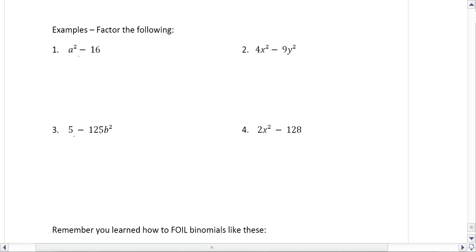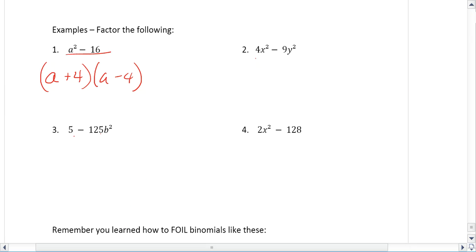And then you may look for a GCF and it doesn't have one. So I hope you recognize this a squared is a perfect square, and so is the 16. And so this is the conjugate factoring into a plus 4, a minus 4, and if you FOIL this, you will have the positive 4a and the negative 4a, which add to 0, and you will get this original binomial.